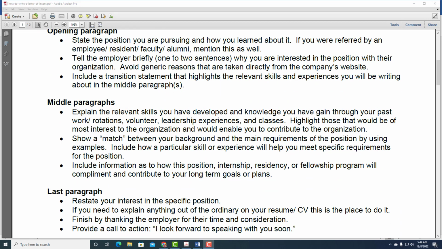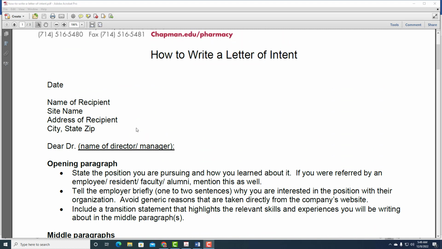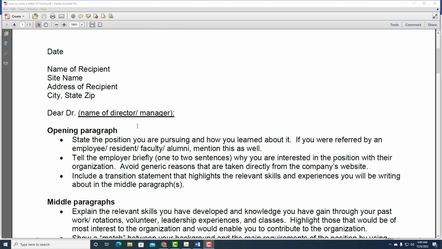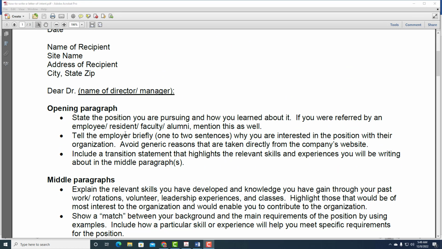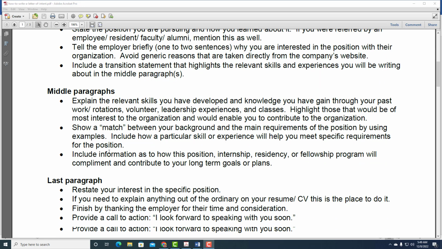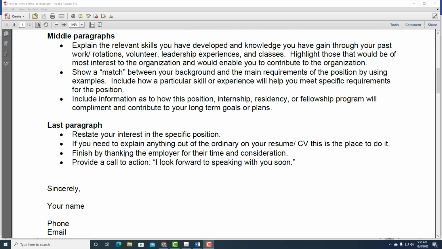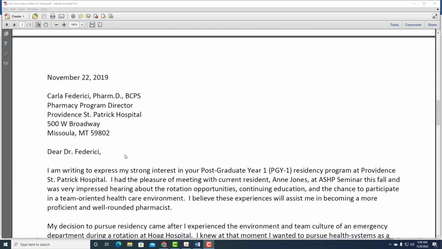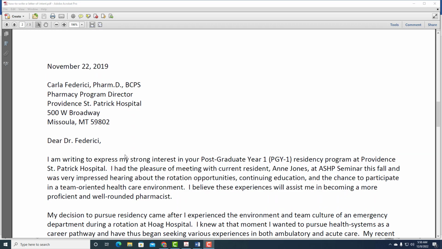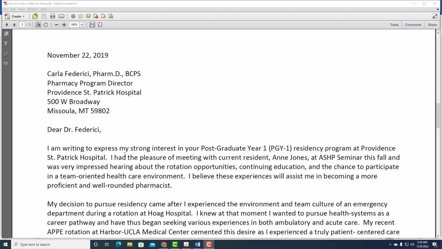The paragraph at the top, which explains how to do it, is very good. Talking about what's in the opening paragraph, what's in the middle paragraphs, and what's in the last paragraphs. These are excellent advice. But unfortunately, the letter below is an absolute disaster. And that's what I'm going to work on now.